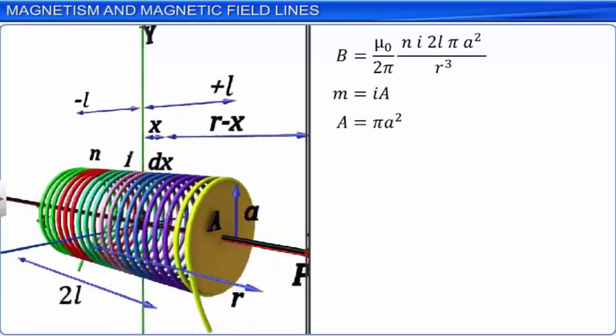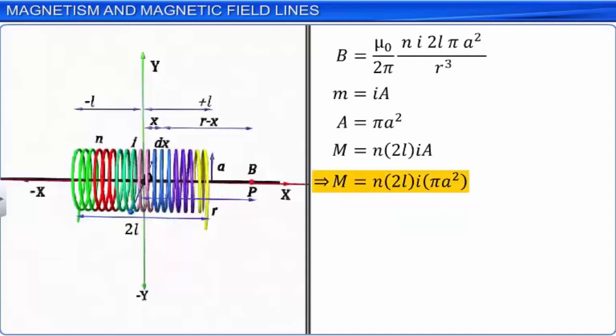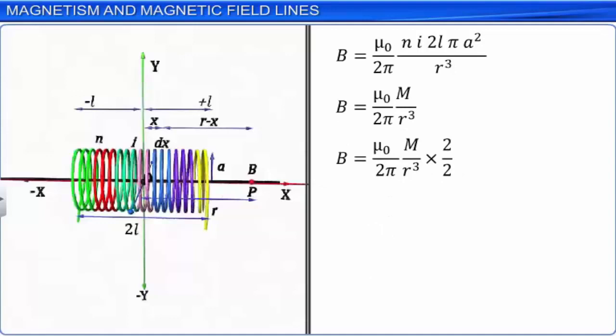Substituting M for the terms in the expression for magnetic induction B, we get the magnetic induction B = μ0 by 2π into M by r³. On multiplying the numerator and denominator with 2, we get the magnetic induction B = μ0 by 4π into 2M by r³. This is the same expression that is used to find the magnetic induction at a distant point from the center of a bar magnet on its axial line.